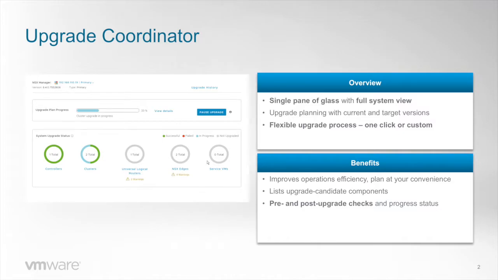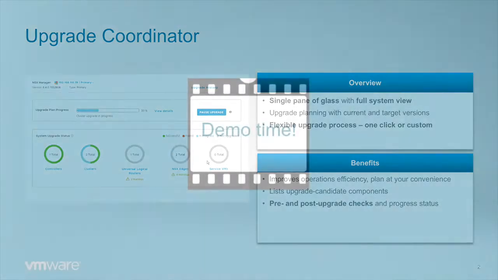It provides a one-click upgrade, and it also allows you to create customized upgrade plans to match your needs. Additionally, it runs pre- and post-upgrade checks to make sure that the upgrade only starts if everything is okay and that everything works once the upgrade is finished. In case issues are found during these checks, Upgrade Coordinator reports them accordingly. So overall, Upgrade Coordinator improves operations efficiency and streamlines the process of upgrading NSX. Let's go and see it in action.